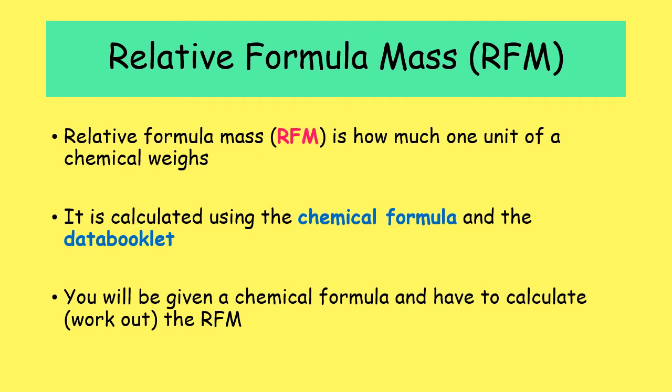So relative formula mass, sometimes shortened to RFM or sometimes just called the formula mass, tells us how much one unit or one quantity of a chemical weighs. In order to calculate it, you need to have the chemical formula for the chemical, and you also need the data booklet, specifically page 7 of the data booklet. So often you will be given a chemical formula or asked to determine the chemical formula and then asked to work out the relative formula mass.